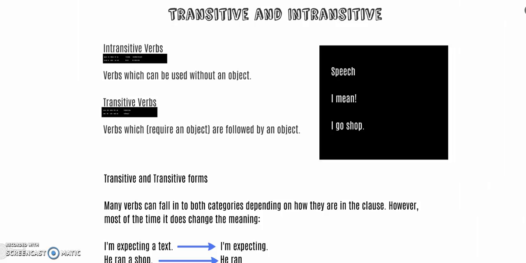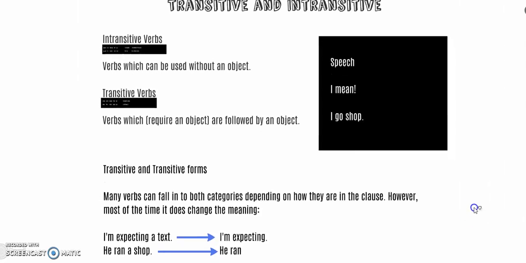So at the bottom it says many verbs can fall into both categories depending on how they are used in the clause. However, most of the time it does change the meaning. So if you tell your friend you're expecting a text, that's very different from taking the object off and telling your friend you're expecting. The phrase I'm expecting generally implies that you're with child. He ran a shop shows that someone's a businessman and they're running their own business, whereas he ran by itself implies something very different. It means that they're going for a jog or exercising.